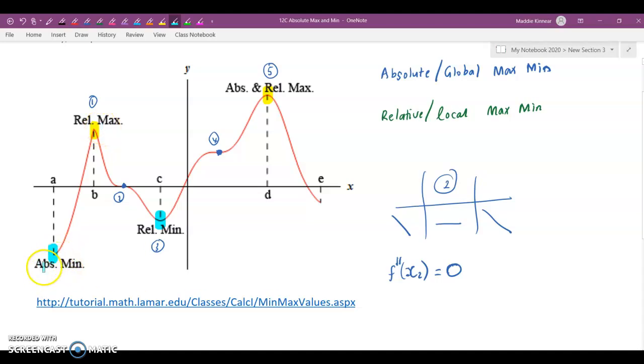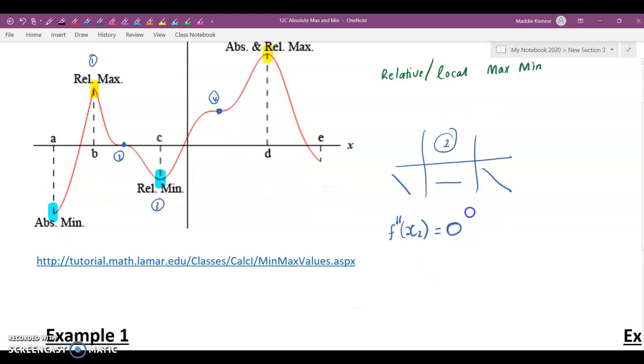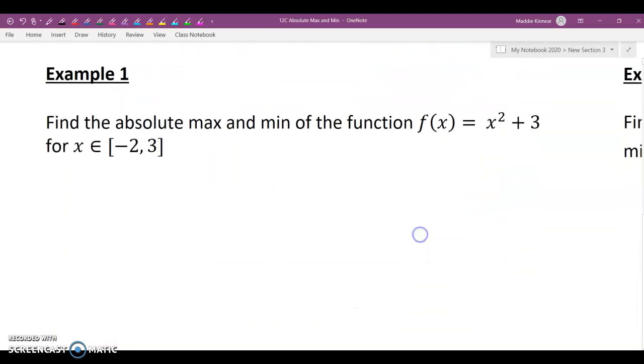And A is our absolute minimum. So an endpoint of a domain can definitely be an absolute max or min, but it cannot be a local. All right, our first example then, we have x squared plus 3 over the interval -2 to 3.